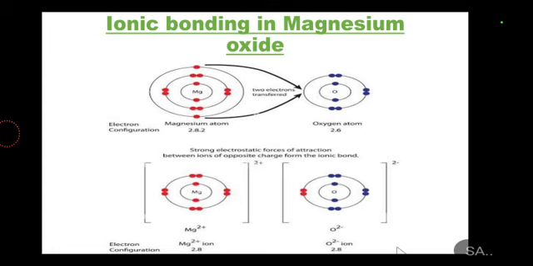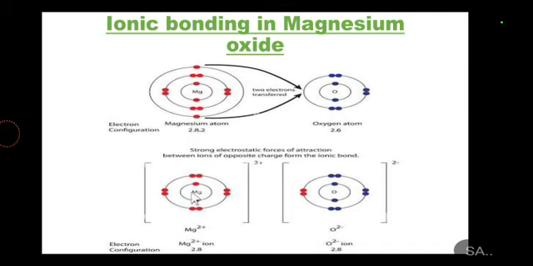Now here is another example, magnesium oxide. In magnesium oxide, again the ionic bonding exists. We will see here. In the magnesium atom we have 2 electrons in the K shell. Then in the L shell there are 8 electrons, and in its valence shell there are 2 electrons. It means this magnesium atom can easily lose 2 valence electrons in order to stabilize itself.